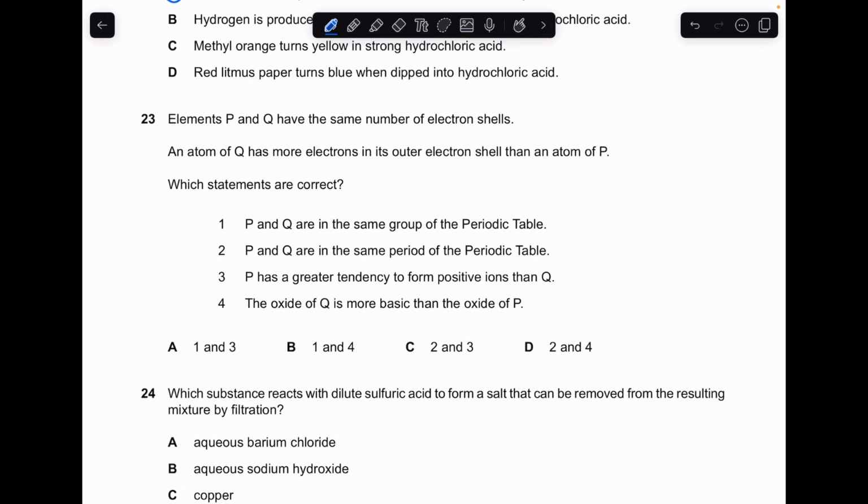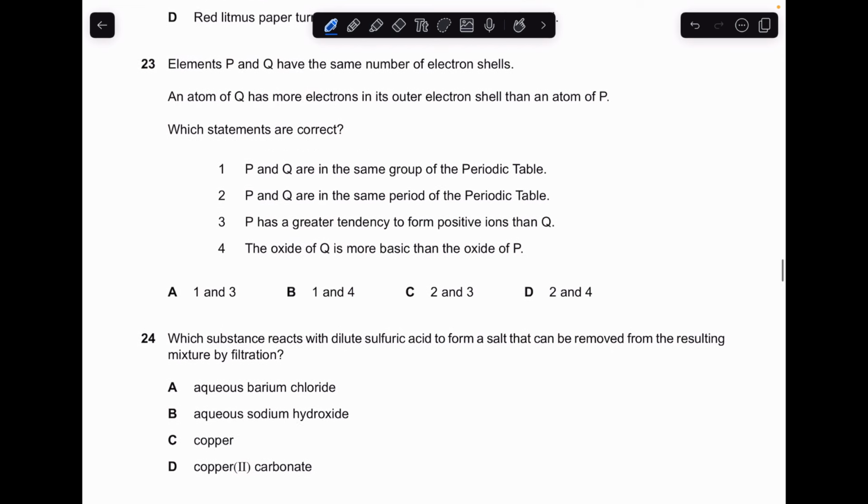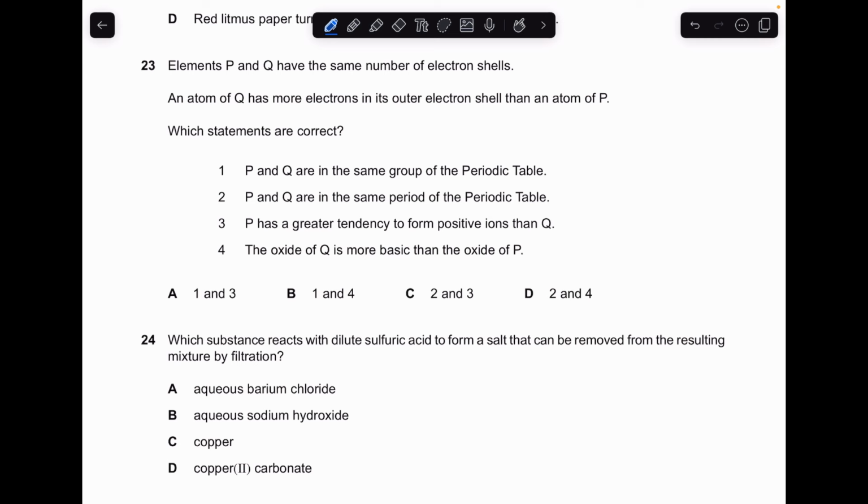Question number 23. Elements P and Q have the same number of electron shells, meaning they are in the same period. An atom of Q has more electrons in its outer shell than P. Which statements are correct? Again, we go through the statements. They are not in the same group, they are in the same period, so statement 2 is correct. P has a greater tendency to form positive ions than Q. This is also true because P has fewer electrons than Q in its outer shell. Hence, it can lose them easily rather than gain. So it's 2 and 3 again, so it's C.